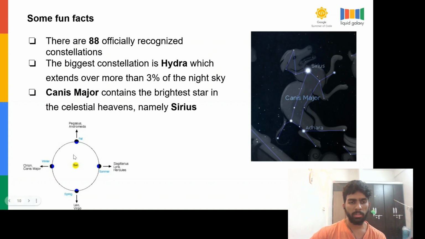And some other facts. The constellations we see depend on the time of year. So during fall, we see Pegasus and Andromeda. During summer, we see Sagittarius, Lyra, and Hercules. During spring, we see Leo and Virgo. During winter, we see Orion and Canis Major.